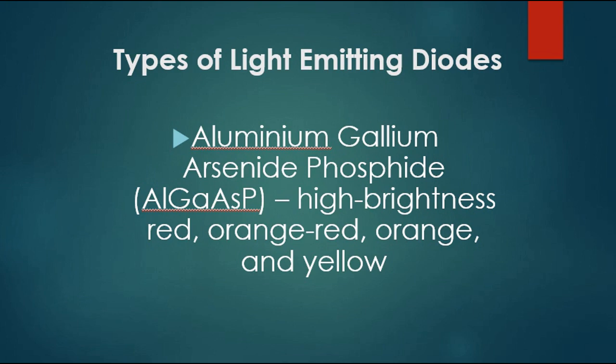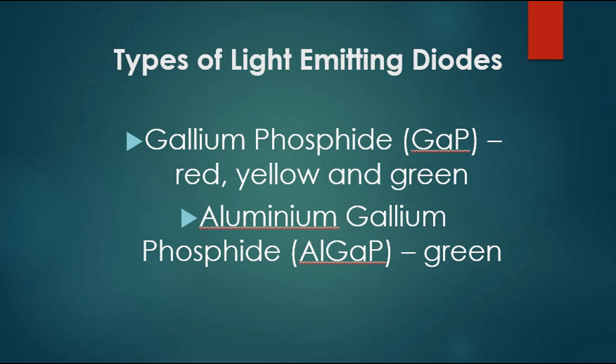All these are types of light emitting diode which we all use in construction of our projects in our so-called universities and so on, or in colleges, depending. So another one here is gallium phosphide. Here it gives red, yellow, and green. Aluminum gallium phosphide also gives green.